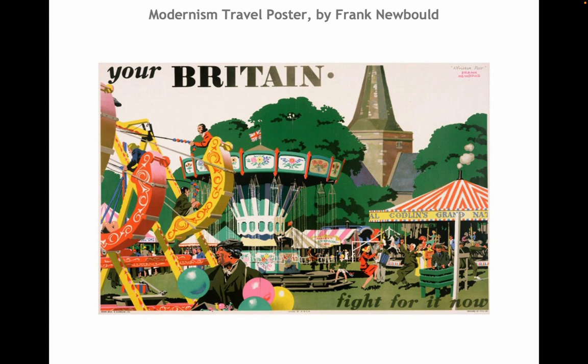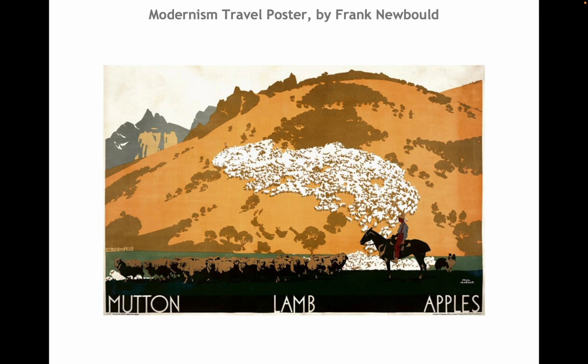This is another Frank Newbold. This is a little bit more characteristic of his style of work. Once again, we've got white used as a nice emphasis to illustrate all those little sheep on the hill there. And I do love this nice strip of green down here on the bottom. That's a color that could have easily been overused throughout this composition, and he saved it just for that little stretch right there.